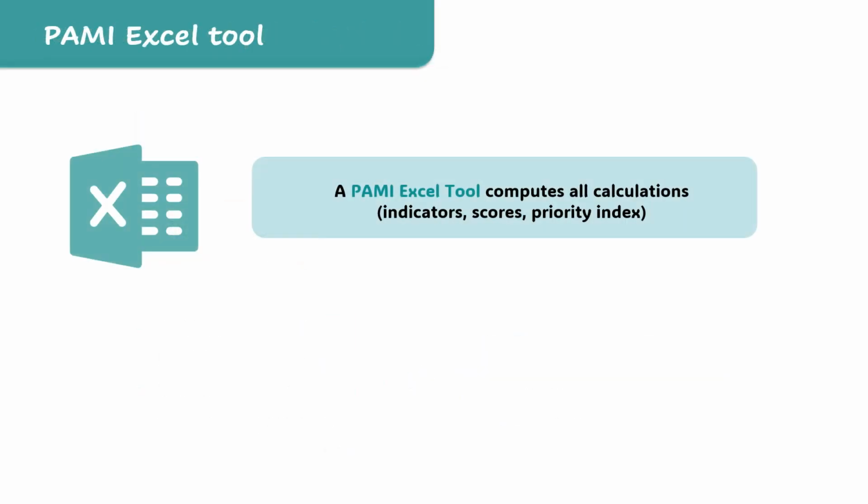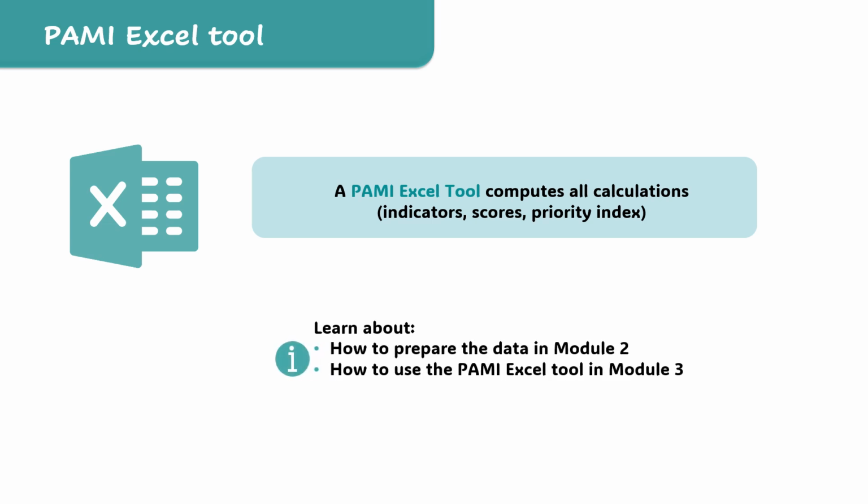We have now gone through all the steps for the calculation of the priority index. However, you will not have to actually perform these calculations yourself. They are all automatized in a PAMI Excel tool. You will learn more about this tool in the next modules of this course.